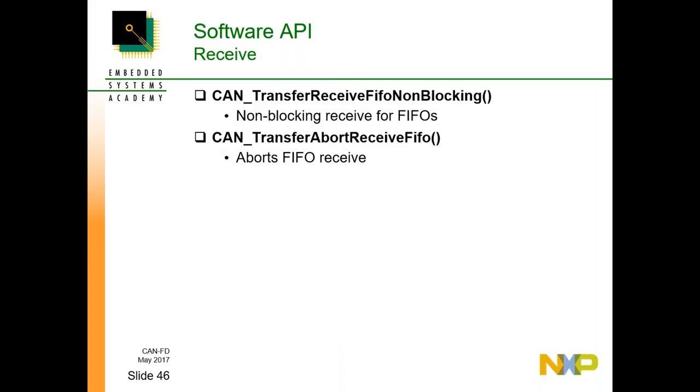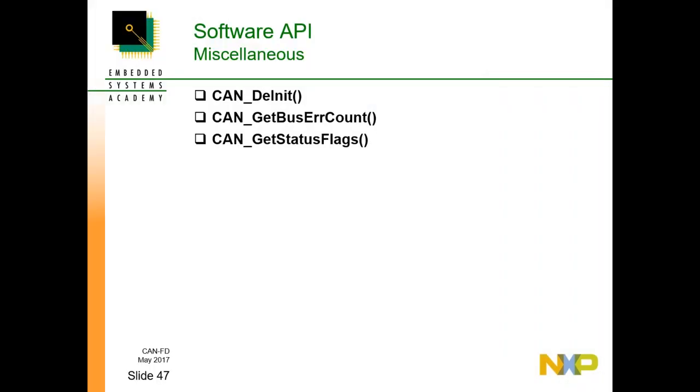There are two matching functions to achieve the same non-blocking operation, but with the FIFOs instead of the message buffers. Deinit can be called if the CAN controller is no longer needed, and this will completely switch off the controller.